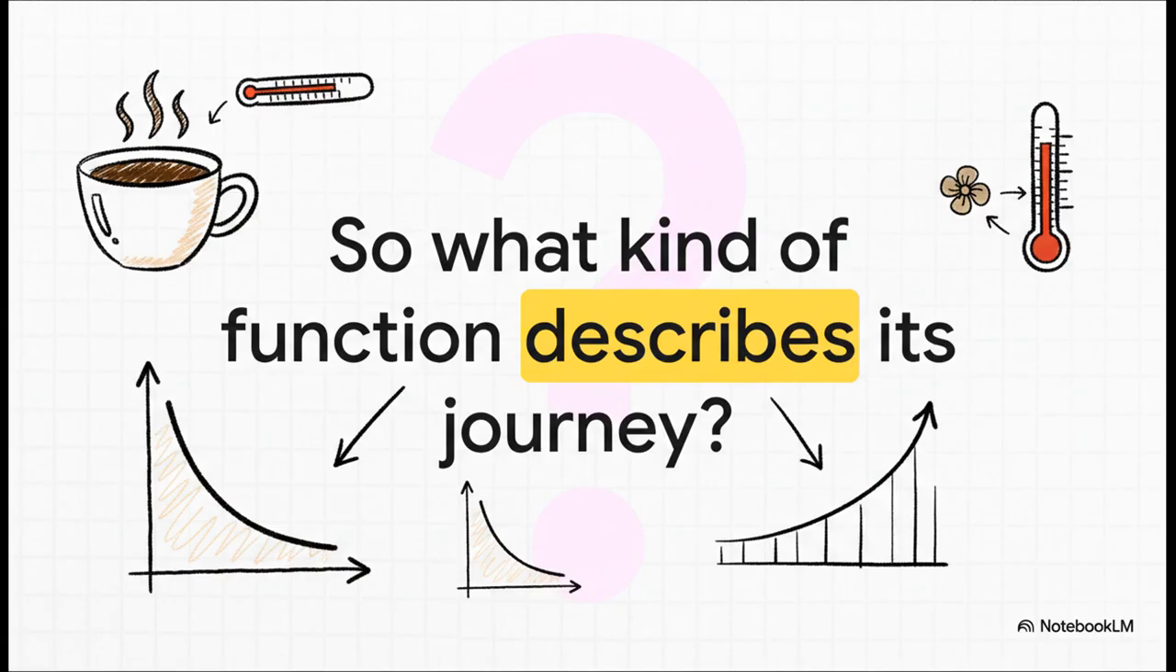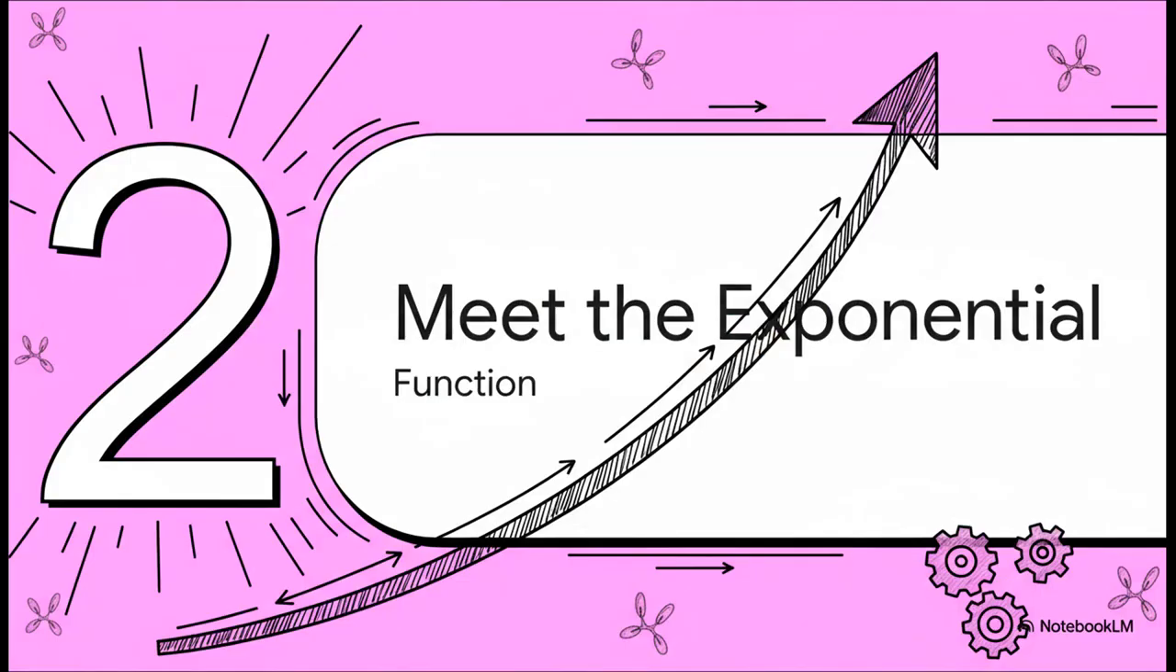So that brings up a really good question. If it's not a simple straight line, what kind of mathematical tool can we possibly use to model that journey from piping hot to, well, just right? Well, the answer, and kind of the hero of the first part of our story, is an incredibly powerful type of function built for exactly this kind of rapid change. So let's meet the exponential function.